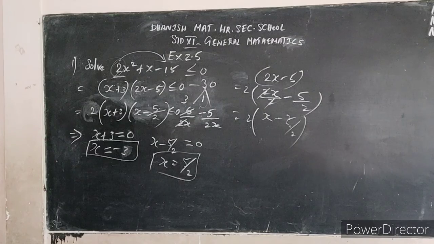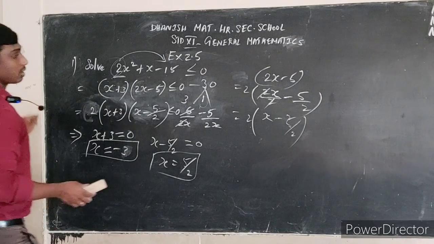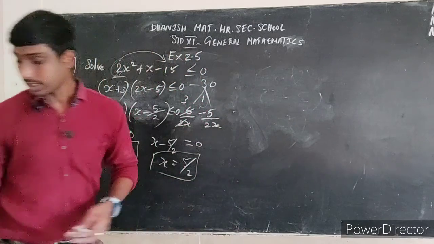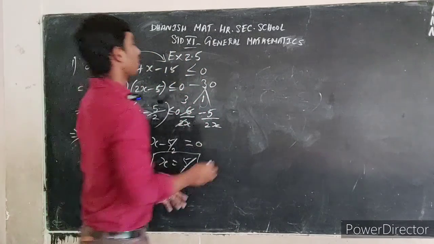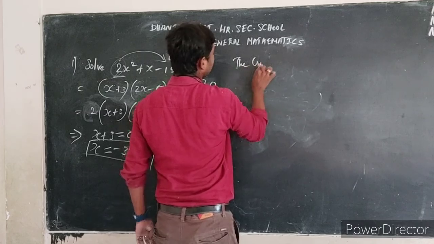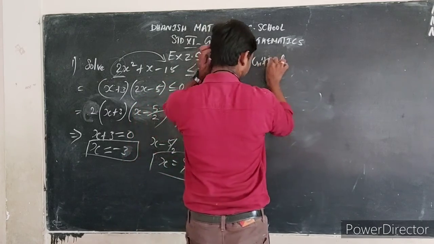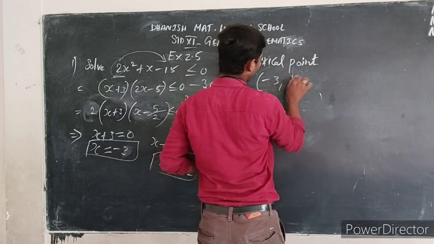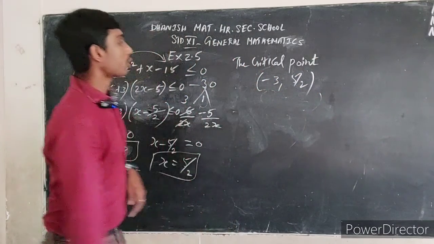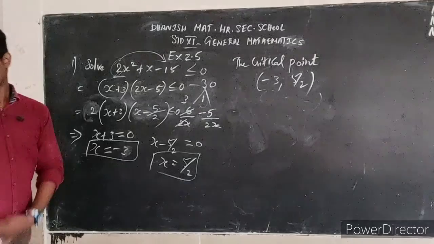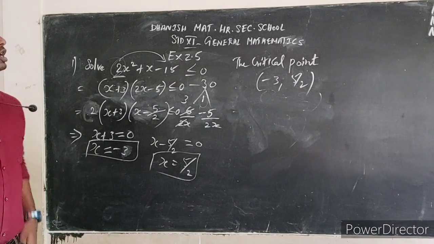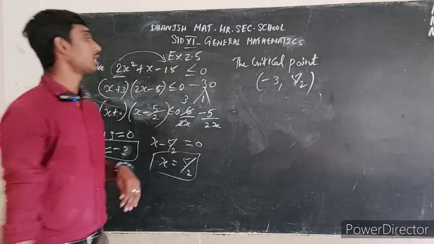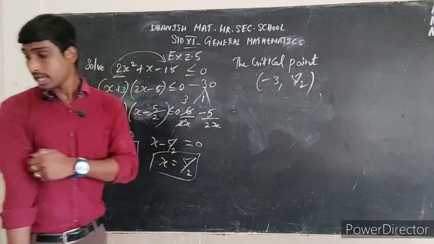Here we will have the critical points. You have to write it like this. What are the critical points here? The critical points are minus 3 comma 5 by 2. Then we apply the quadratic inequality method. How to find it? First draw the number line and mark the critical points.